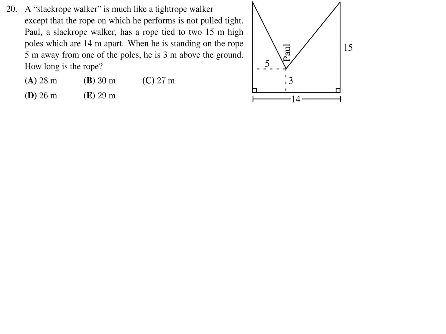A slack rope walker is much like a tightrope walker, except that the rope on which he performs is not pulled tight. Paul, a slack rope walker, has a rope tied to two 15-meter high poles which are 14 meters apart. When he is standing on the rope 5 meters away from one of the poles, he is 3 meters above the ground. How long is the rope?